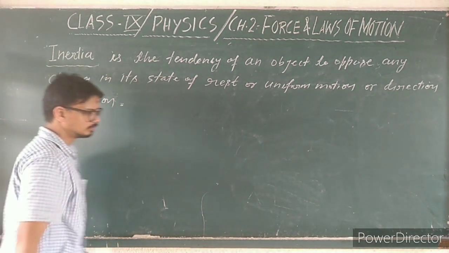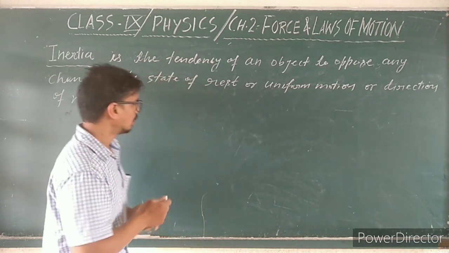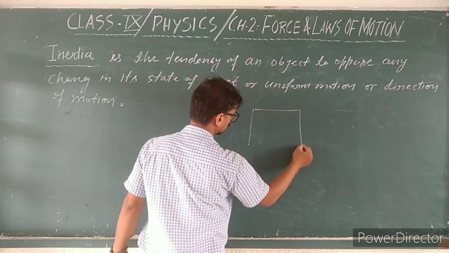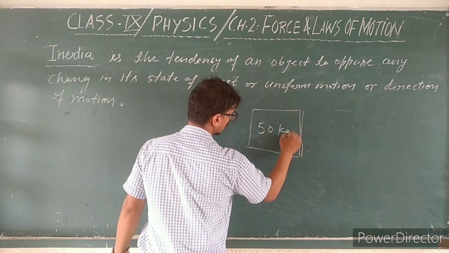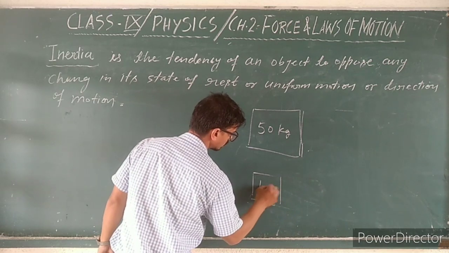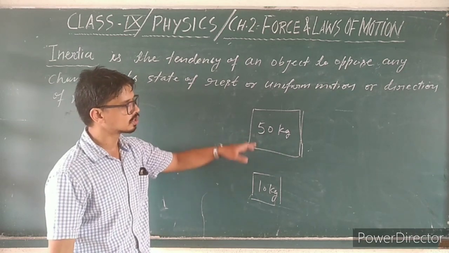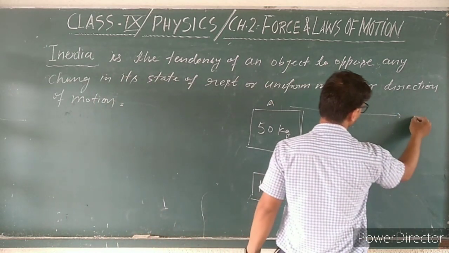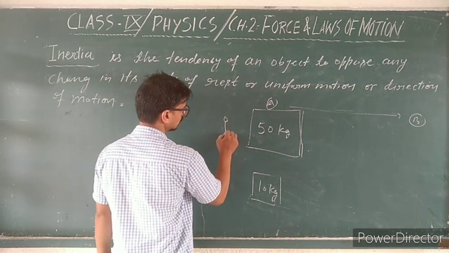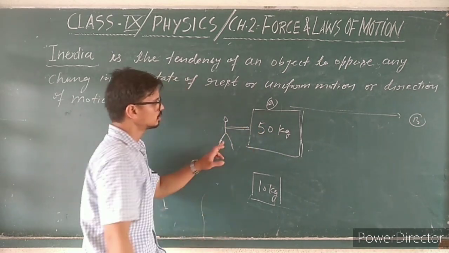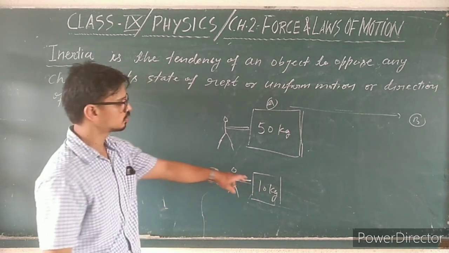So guys, by taking an example, we can compare the inertia of two objects. We are taking a simple example. There are two objects. The first one has a mass of 50 kg and the second one has a mass of 10 kg. We have to change the position of these two boxes from A to B. We have to shift these two boxes. Then there are two persons appointed to change the position, the first person for the first box and the second person for the second box.